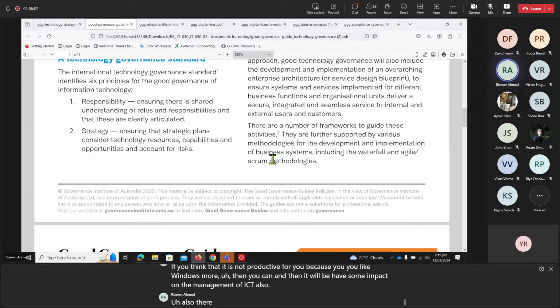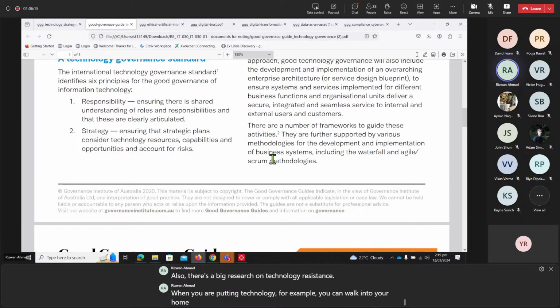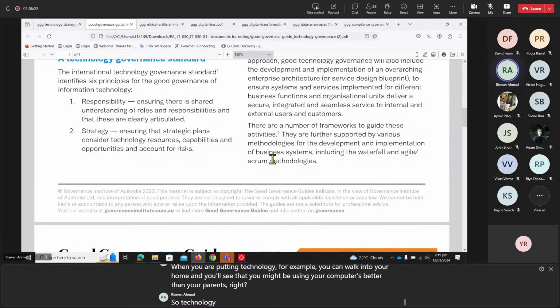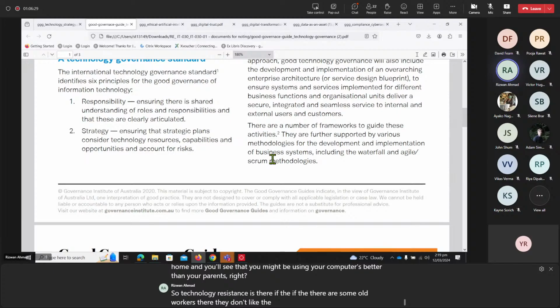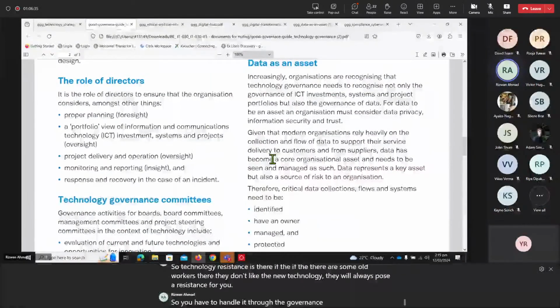Also, there is a big research area on technology resistance. When you are putting in technology, for example, you can walk into your home and you might see that you are using your computers better than your parents, right? So technology resistance is there. If there are some old workers, they don't like the new technology, they will always pose a resistance for you. So you have to handle it through the governance life cycle.